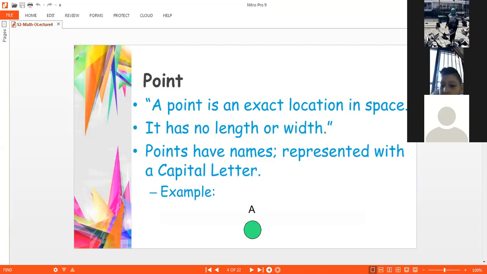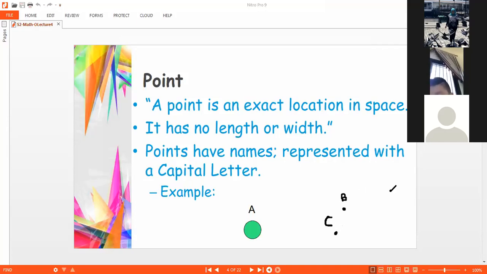First of all, let us remember together the meaning of a line, ray, and a segment. The first thing to be discovered, as I told you before, is the point. What's the first thing to be discovered? Point. A point. Very good. The point is an exact location. It has no length or width, of course, because it's only a point. It has a name, and this name is written as a capital letter. So we say a point A, a point B, a point C. All the points are represented by a capital letter, like this.